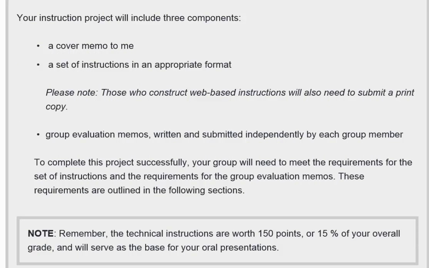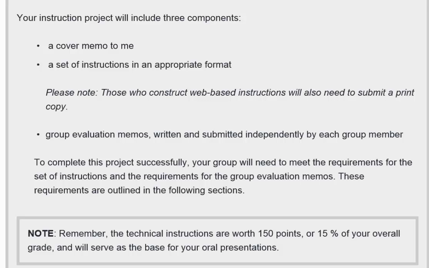Just like all of the major assignments for this class, except for the proposal, your technical instructions should include a cover memo, which you all will write collaboratively, and then, of course, the instructions themselves. And the instructions themselves should be in an appropriate format for what you are writing the instructions about and who your intended audience is. For example, your instructions may be in the form of a video, if that would be appropriate for the rhetorical situation.